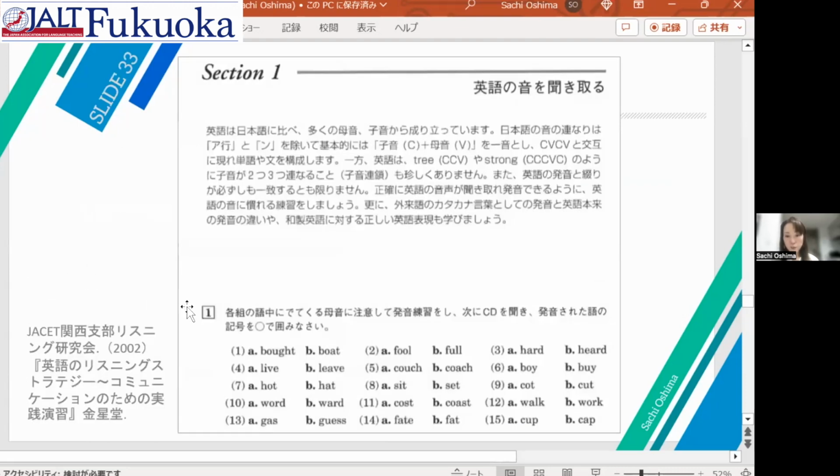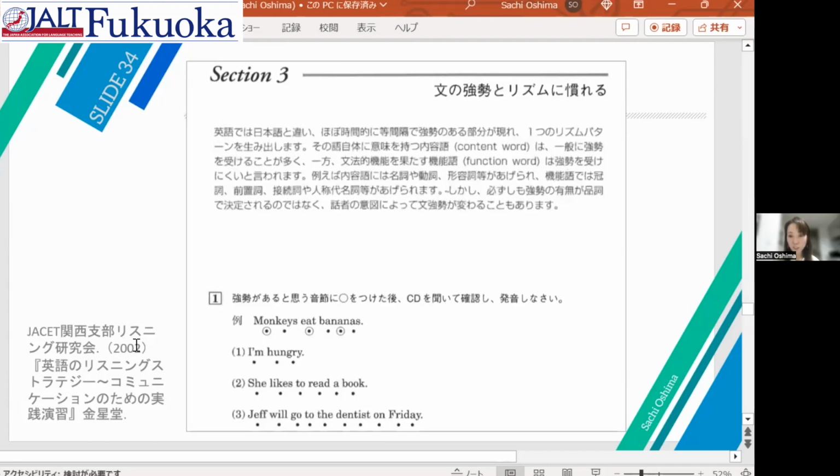So for example, this type: bold and bold, full or full, hard, heard, kind of minimal pairs. Or another one is content words and function words. Content words tend to be stronger than function words. So, she likes to read a book. She likes to read a book, or something like that. So the difference between content and function words is the difference in the strength of the stress.